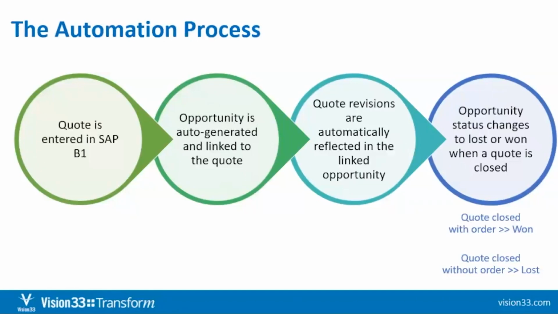The automation process: first, as a quote is created in SAP Business One, Saltbox will auto-generate an opportunity and link it to the quotation. Quotation revisions will be automatically reflected in the linked opportunity. Opportunity status changes to won or lost when a quote is closed.